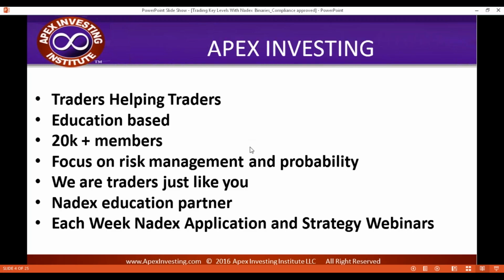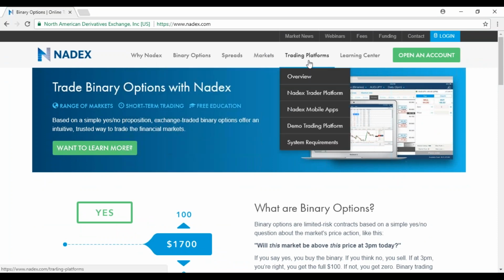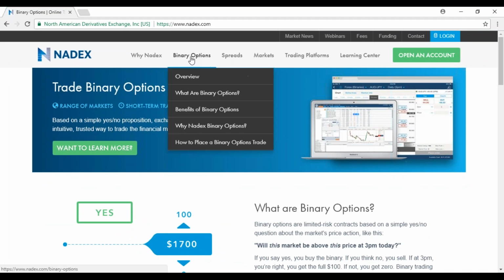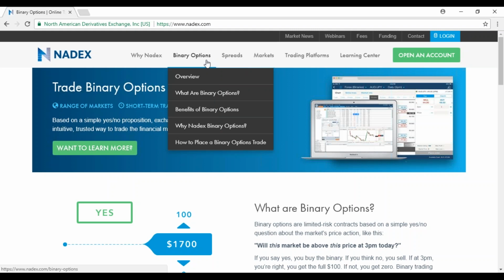Okay. So speaking of Nadex and the demo platform, if you are brand new to Nadex, hop on over to nadex.com. You can go through here and get some great information under these different tabs. Basically, Nadex offers two different products: binary options and spreads. You can go to each of these tabs to get more information about those products. Today, we're going to be talking about binary options.